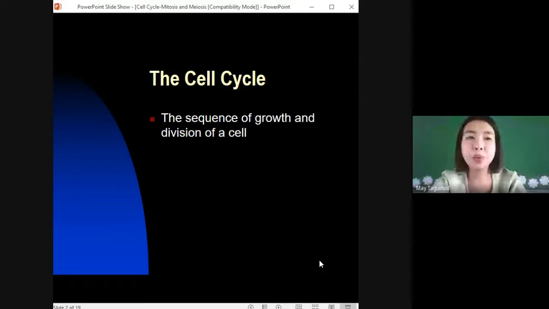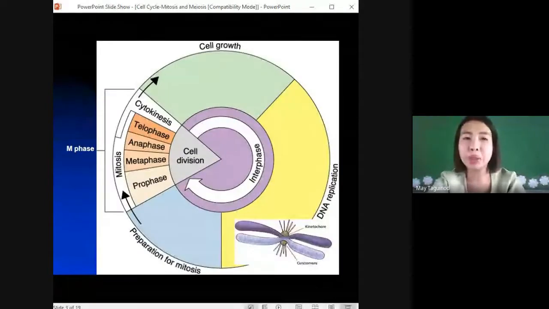On your screen is a graph representation of a cell cycle. 93% of a cell's life is spent in interphase. Interphase is the period of growth and DNA replication, and it is composed of three phases.